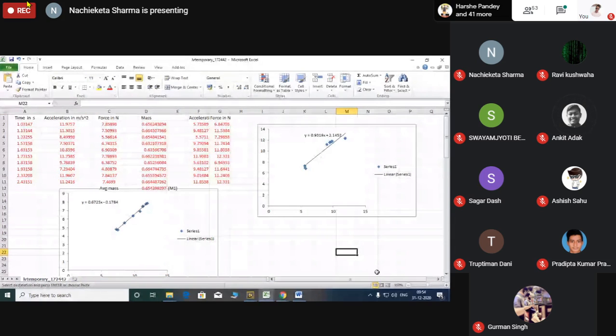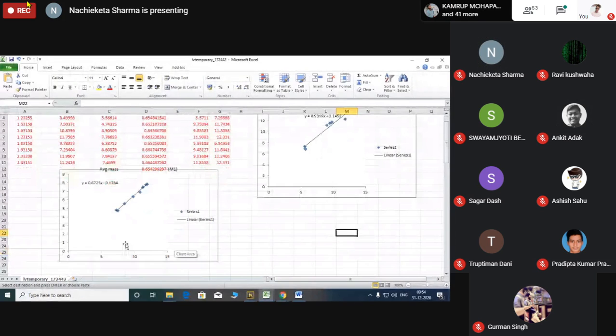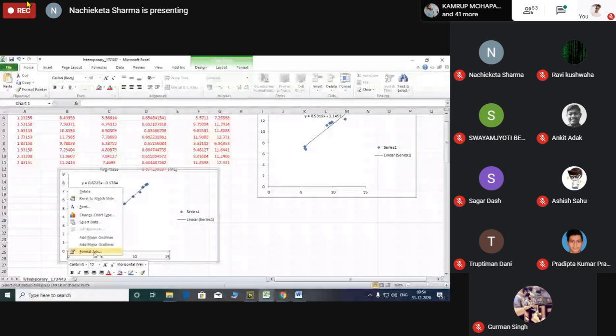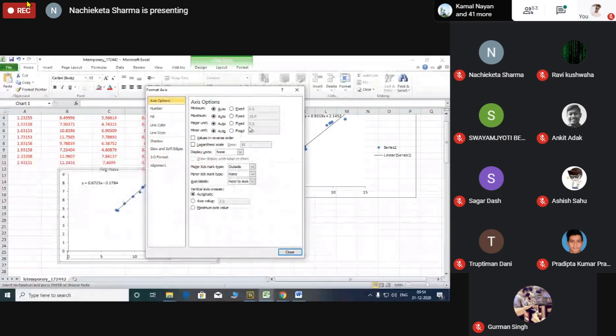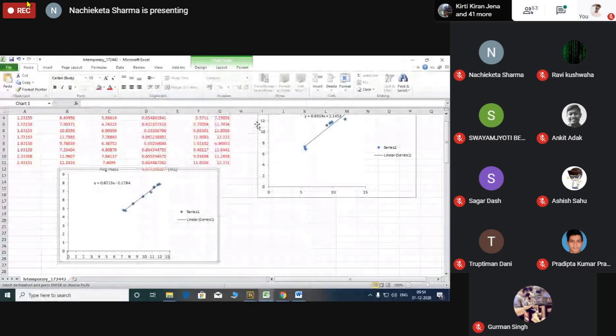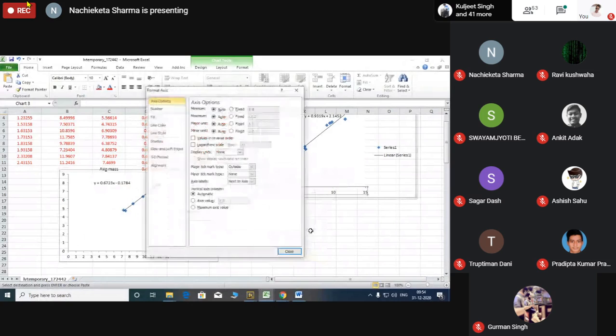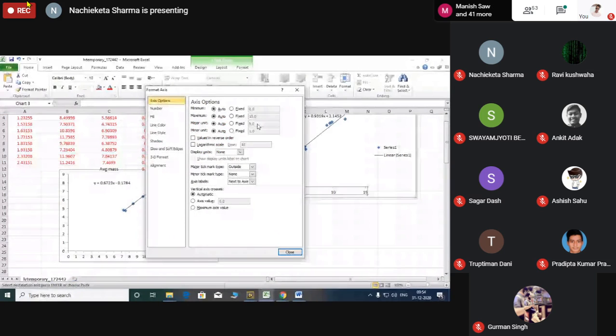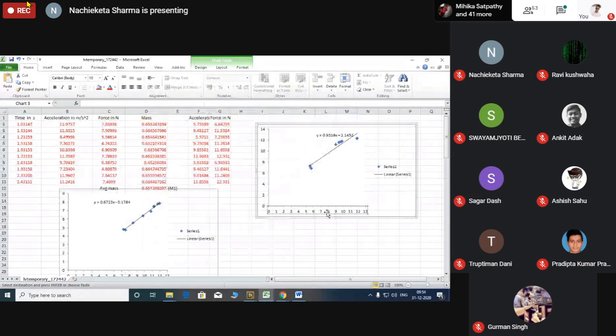Yes, sir. Now you plot this graph and show me the graph. Take the units in this manner: 0, 1, 2, 3, like that, here also.